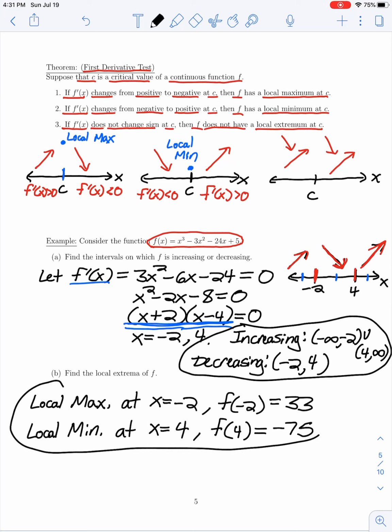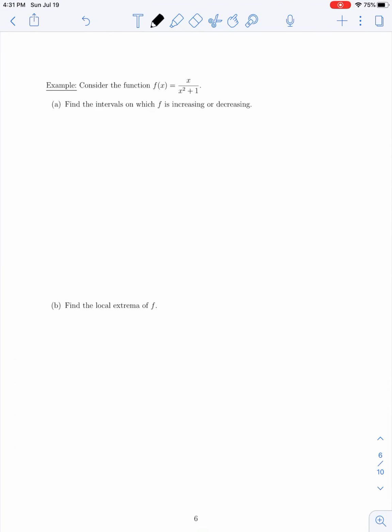So here we have the location of these local maximum and minimum values at negative 2 and 4. And the maximum and minimum values themselves were 33 and negative 75. So let's look at some other ones.